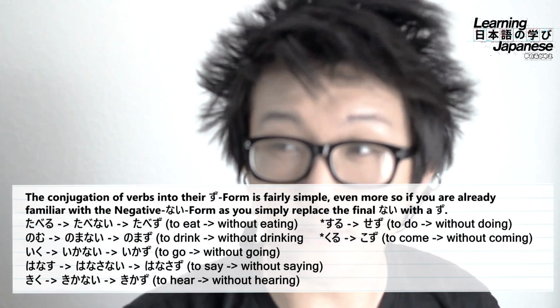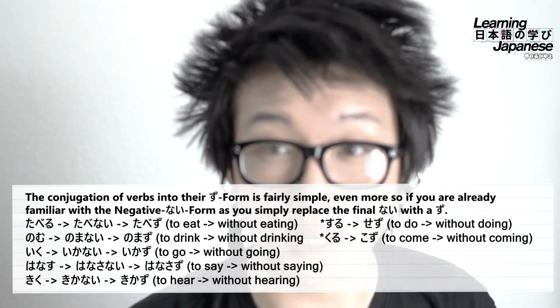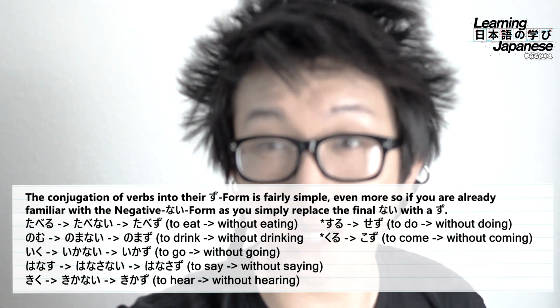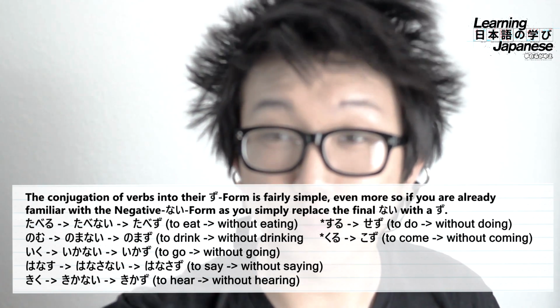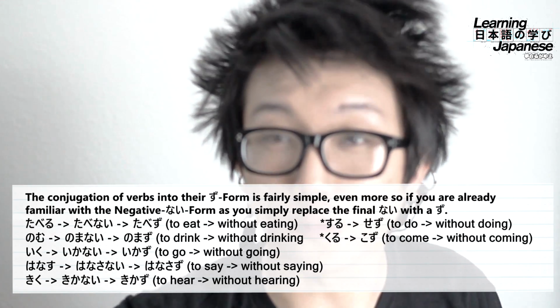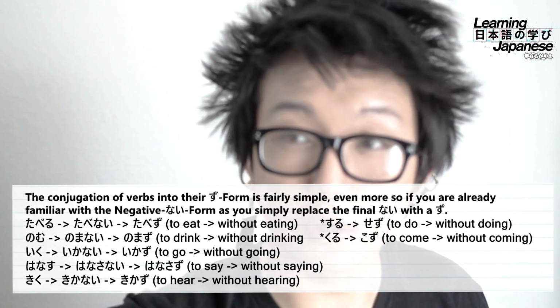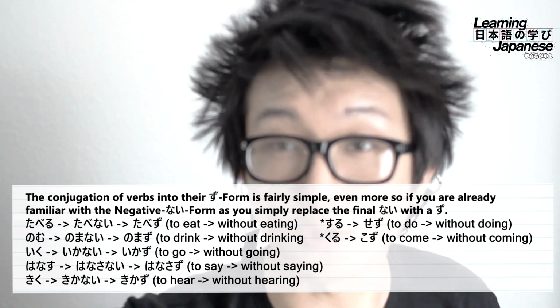Okay, kiku is actually not going to be the last one. We do finally have to mention two verbs, suru and kuru, which are irregular verbs. They express irregularity when conjugating to the zu form, very much like they do when conjugating to numerous other conjugations, because they're consistently irregular, they're regularly irregular. And so suru and kuru are going to be conjugated into sezu and kozu respectively.